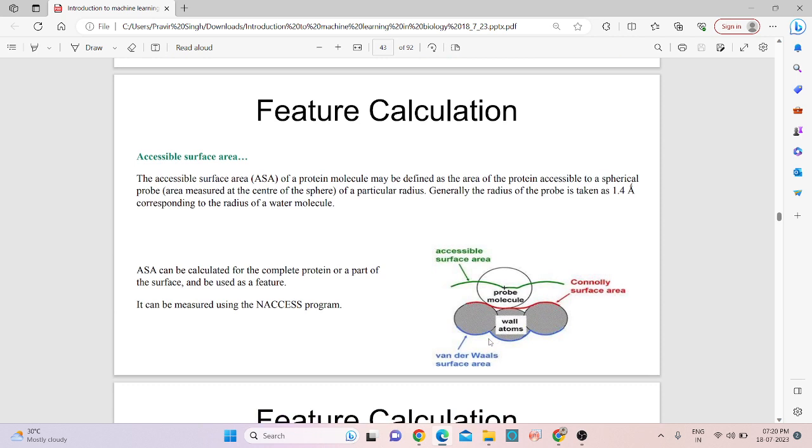You can also provide surface accessibility using a program. You can get the accessible surface area. You can provide this information.